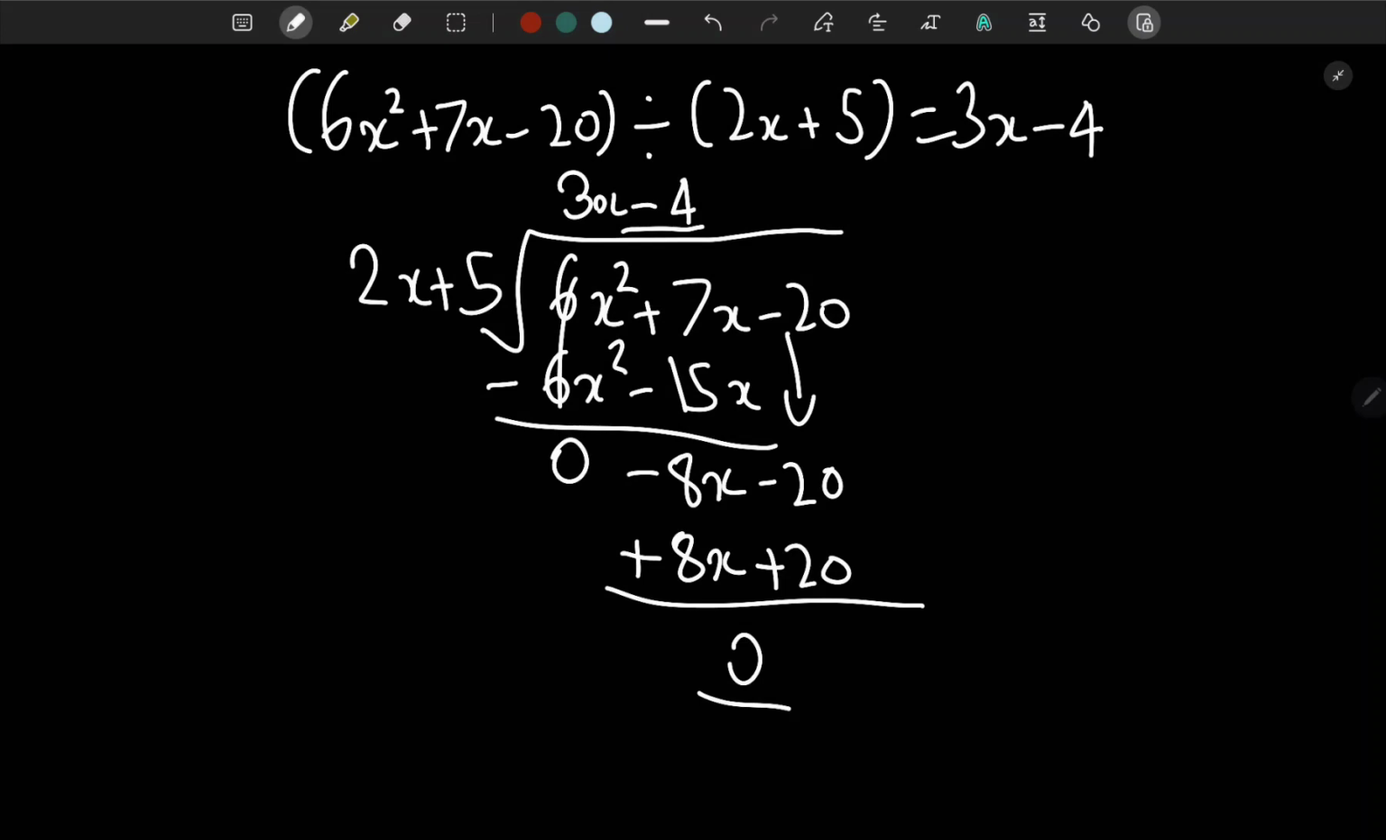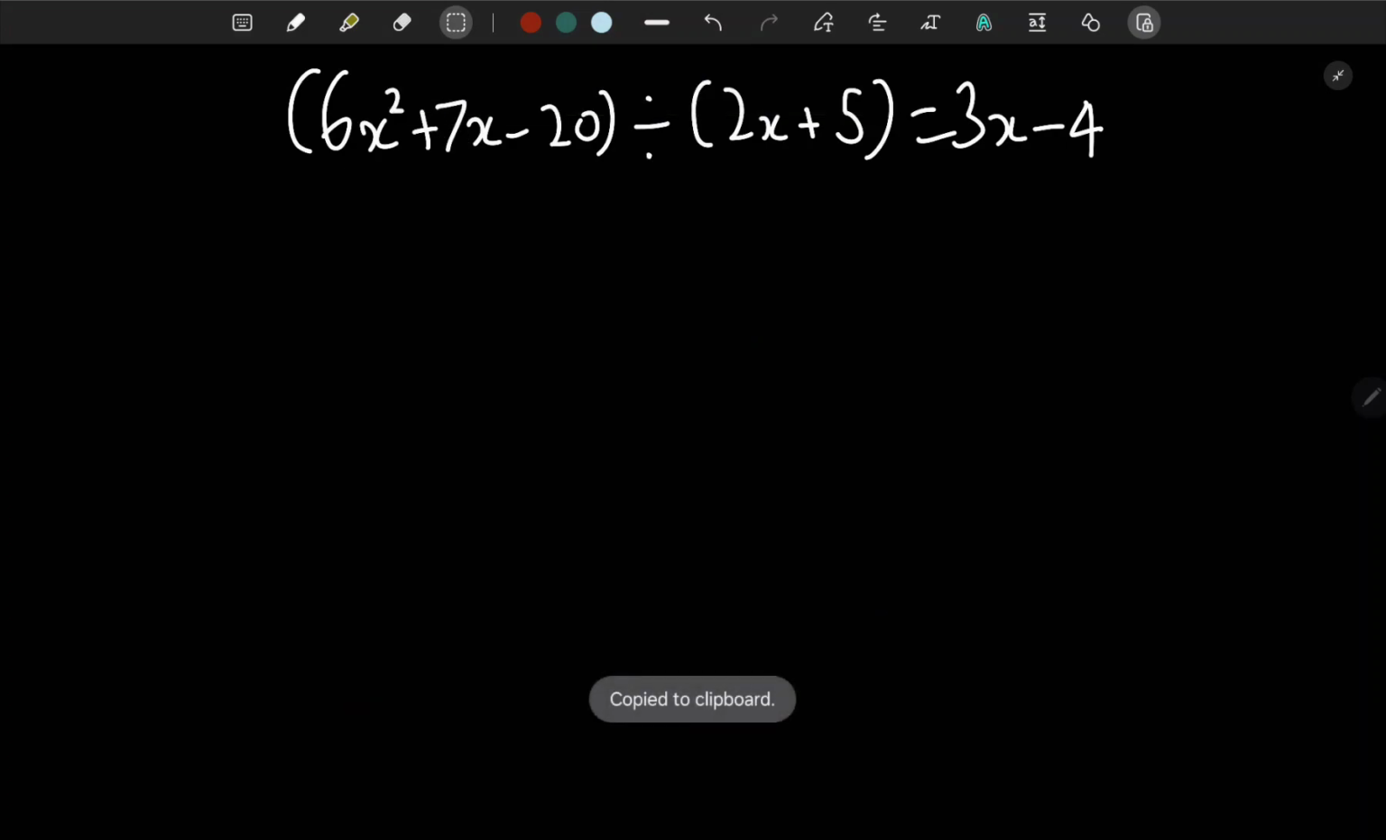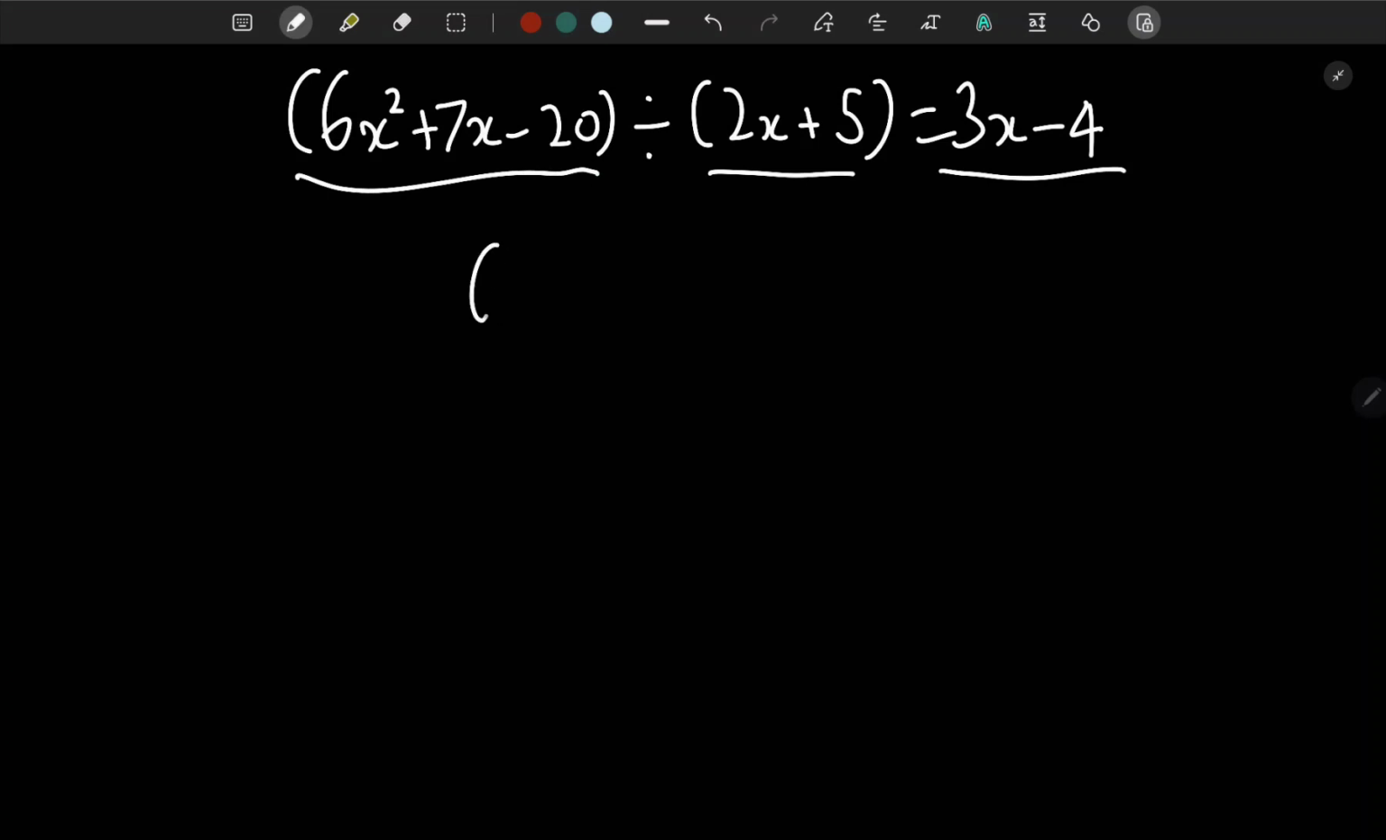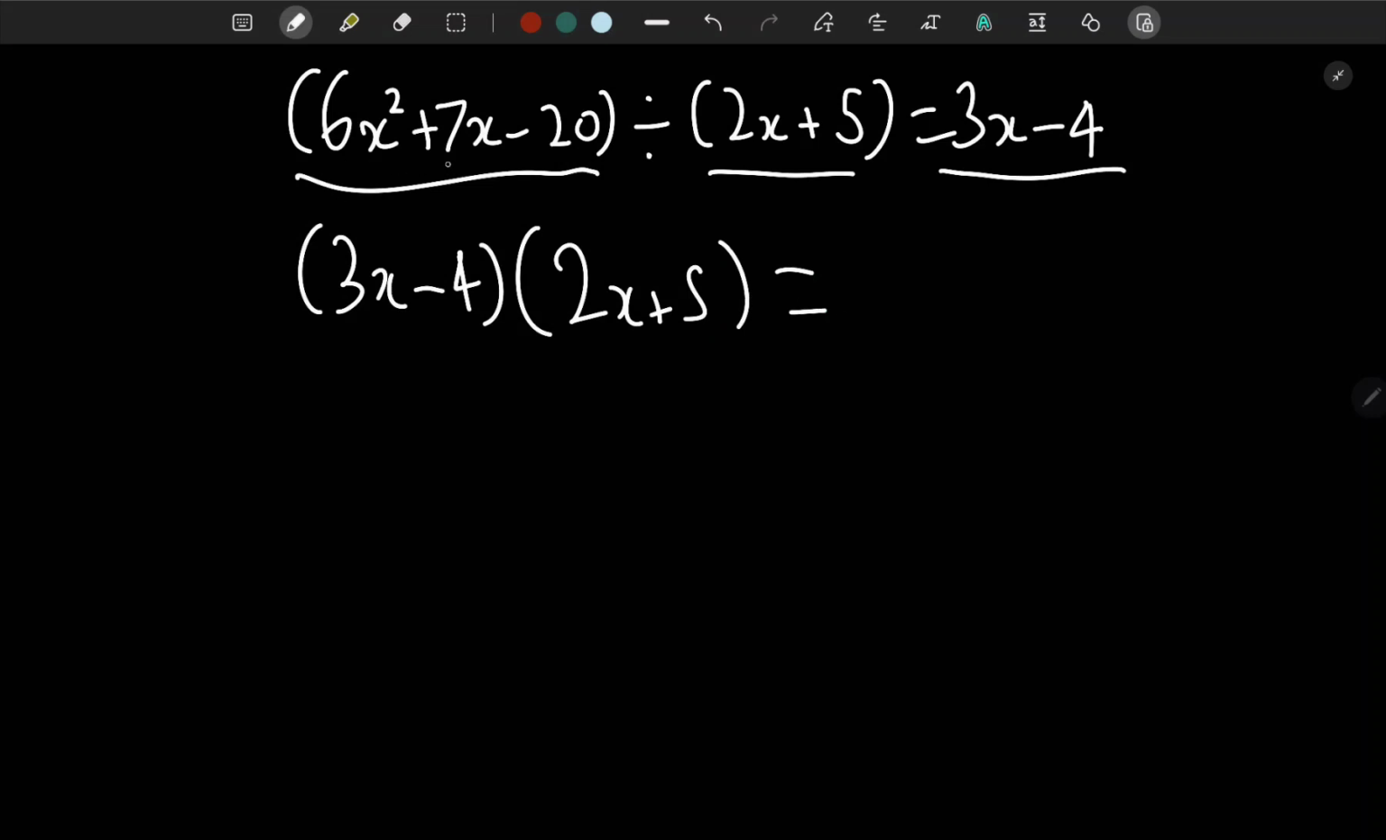Now there are two methods that I came up with to recheck. The first method is to recheck if you have the correct answer. You can multiply the answer that you got with whatever the divisor is, and you should get the original. Let's say 6 divided by 3 is equal to 2, so 3 times 2 is equal to 6. The same thing applies over here. So whatever answer you got, 3x, you will need to use brackets here, multiplied by 2x plus 5 should give you 6x squared plus 7x minus 20.